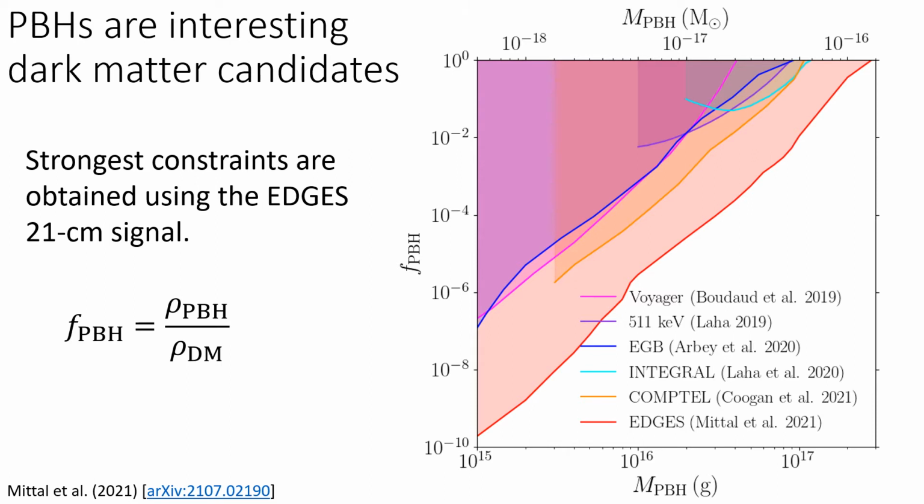In our previous work, the link to which is given at the bottom, we had put constraints on the primordial black holes in mass range of 10 to the 15 to 10 to the 17 gram using the EDGES 21 centimeter signal, and we had found that our constraints are stronger than all other constraints in the same mass range. The figure on the right hand side is a consolidated plot showing results from previous work, and our result is shown by the red solid line. In this figure, the shaded region shows the ruled out values of f_PBH, which is basically a measure of the mass of the primordial black holes relative to dark matter.